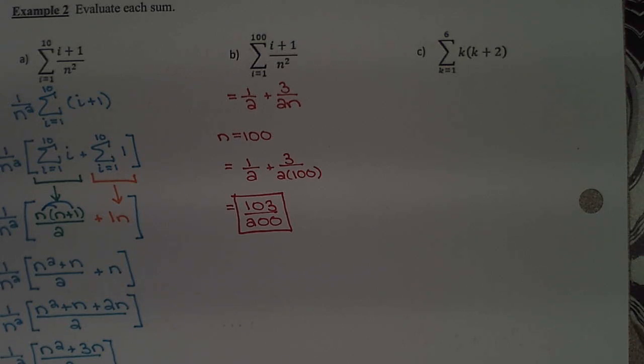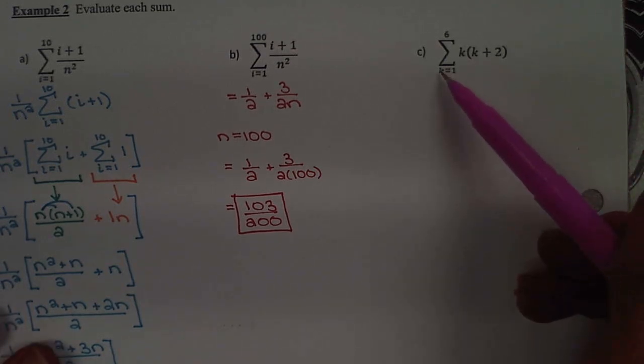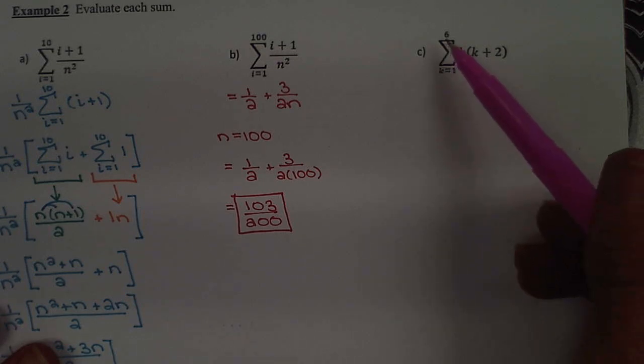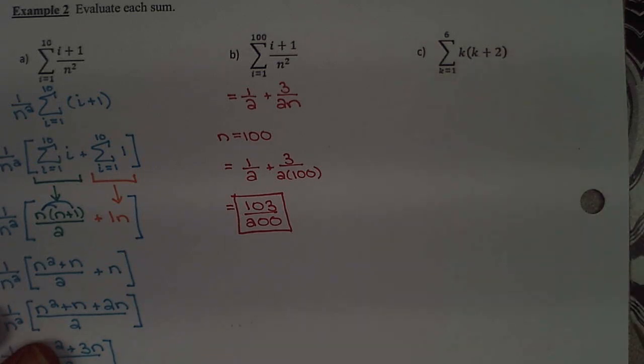All right, so now the last one, part C. This one, don't get tripped up because they're calling it a k instead of an i. Sometimes they'll do that and change this bottom number here. We're still going from our lower limit to our upper limit. It's just that now instead of plugging in for i's, we're plugging into these k's.